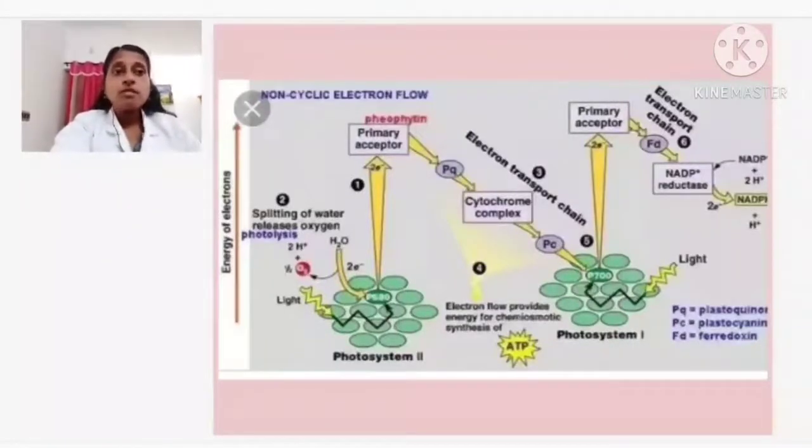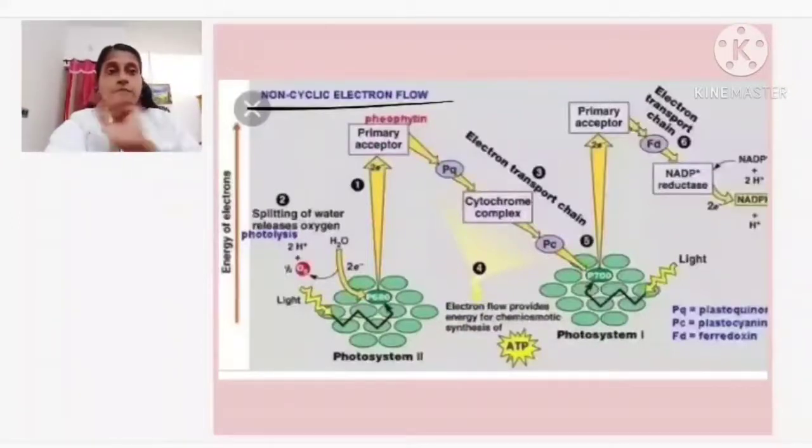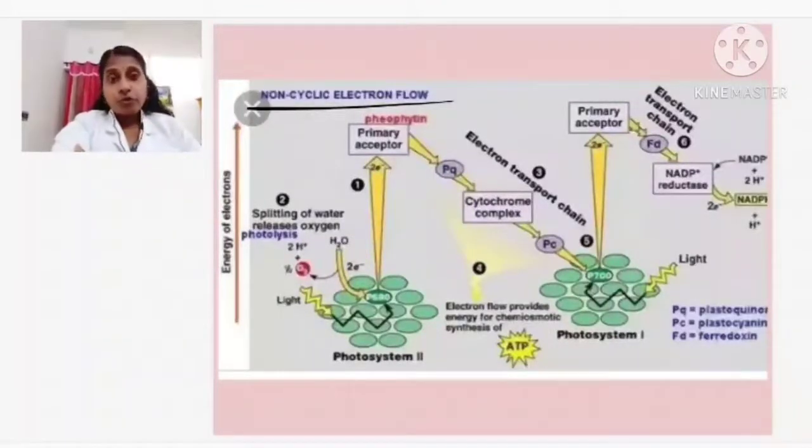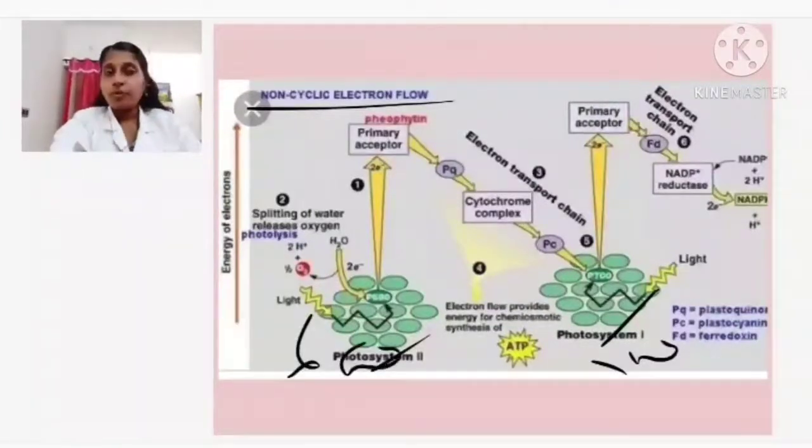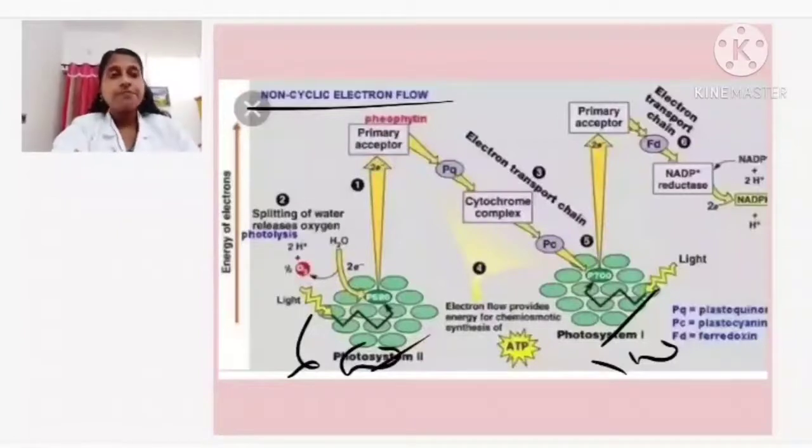Listen carefully to what I am going to say. So this is non-cyclic photophosphorylation, or non-cyclic electron flow. I told you how many photosystems there are: two photosystems, photosystem 1 and photosystem 2. Photosystem 1 is at 700 and photosystem 2 is at 680 nanometer wavelength of light.